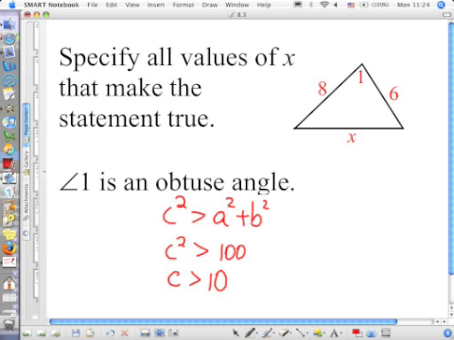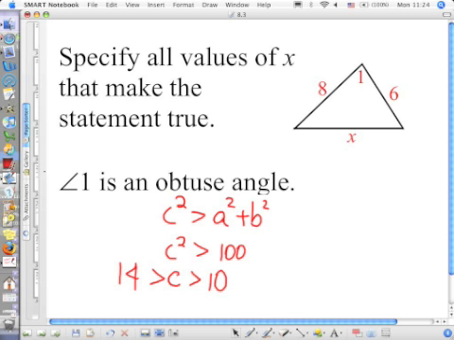How did you get 14? Because you add 8 and 6. When you add 8 and 6, it has to be bigger than that third side. 8 plus 6 is 14, so x has to be smaller than 14. That could be 10. Oh, it can't be 10. So x is bigger than 10, but also smaller than 14 in order for it to be a true triangle, because of that theorem that we just read again.